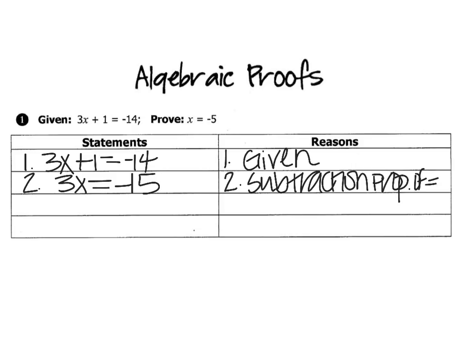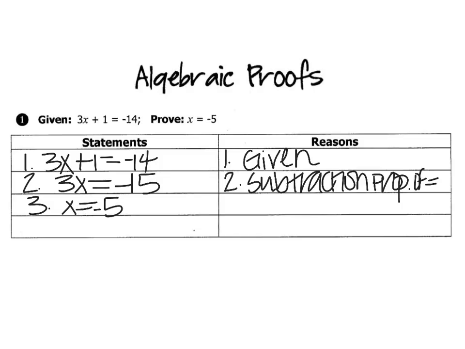So remember what I did here, just to show you, is I subtracted 1 from both sides. That's how we got 3x equals -15. Now our goal is to still get x by itself. So what we want to do is divide both sides by 3. So if we divide both sides by 3, we end up with x equals -5.